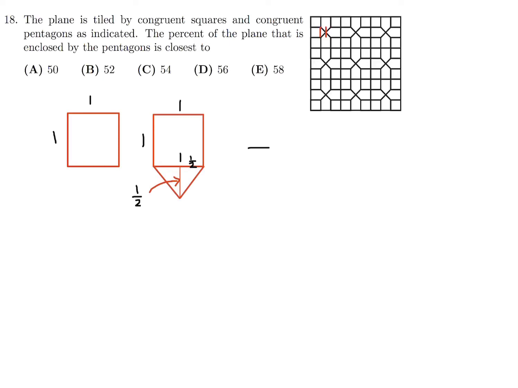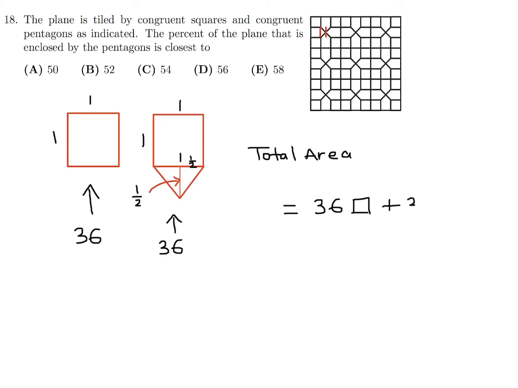The total area of the entire grid or plane, whatever, is as follows. First of all, how many of these squares do we have? If you count them all, you'll see that there are 36 of them. And then how many of these pentagons do we have? If you count them, you'll see that there's 36 of those. So the total area is 36 squares plus 36 pentagons, like that.